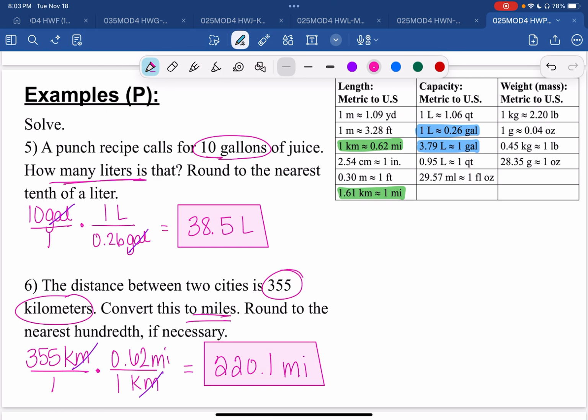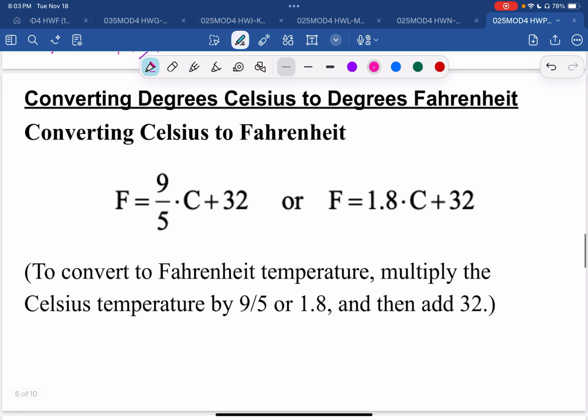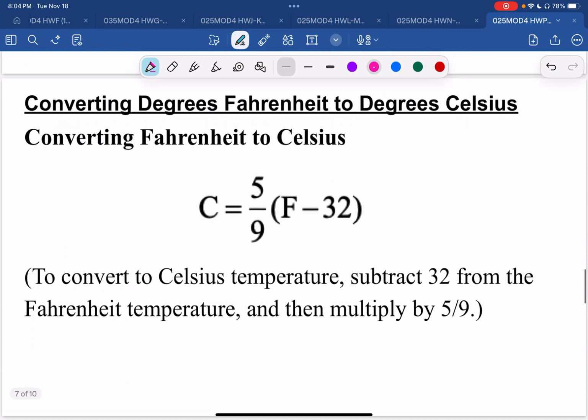All right. The last thing that we need to look at is temperature. So converting temperature, we've got a couple of different formulas. When we're converting Celsius to Fahrenheit, Fahrenheit is equal to 9/5 times Celsius plus 32, or you can think of it as 1.8 times Celsius plus 32, same thing, okay? You're going to multiply the Celsius temperature by 9/5 or 1.8, and then add the 32. So the order is super important. You have to follow order of operations.